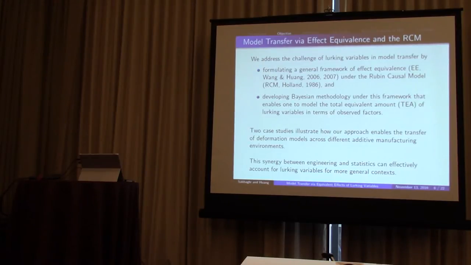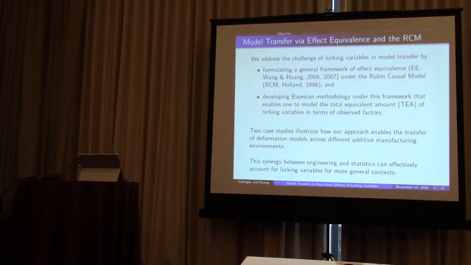The Rubin causal model is a general framework to discuss the causal effects of treatment factors on response. Under this general framework, I'll develop Bayesian methodology so that you can enable modeling of the total equivalent amount of lurking variables in terms of an observed factor, and thereby transfer knowledge and models from one setting of the lurking variables to new settings of the lurking variables.